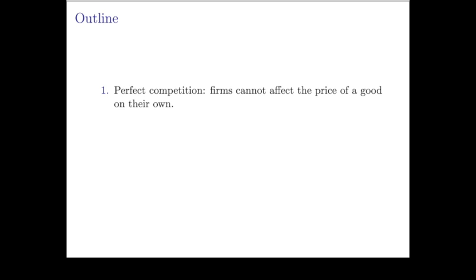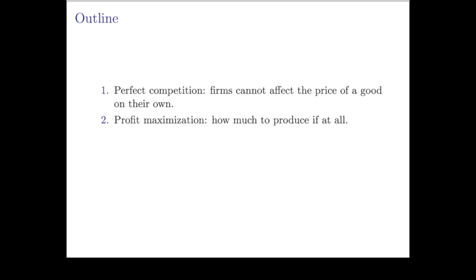What we specifically mean here is that firms cannot affect the price of a good on their own. Just as we had assumed that individuals take the prices as given when they maximize their utility given their budget, similarly, we're going to assume that the firms take the prices of the inputs and the prices of the goods that they're selling as given, and that they can't affect that price on their own. And that's what we mean by a perfectly competitive market.